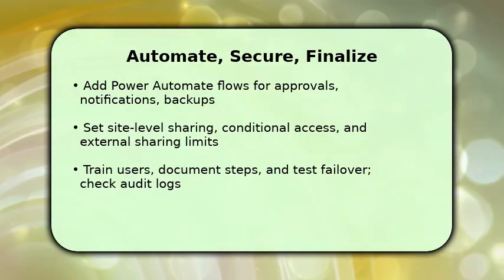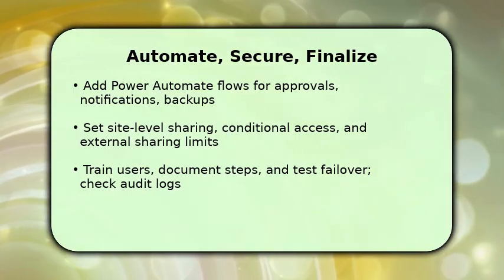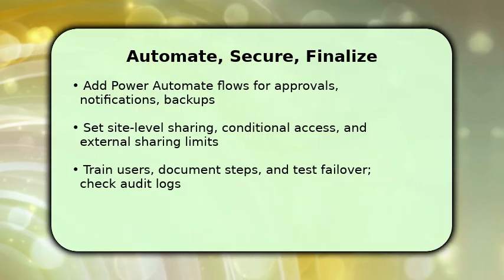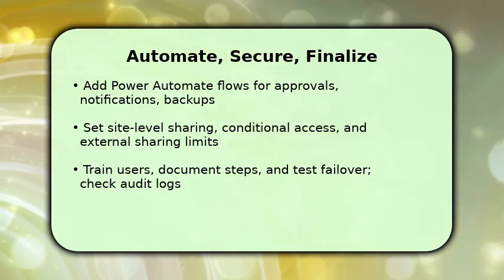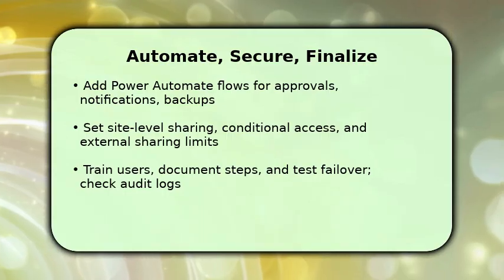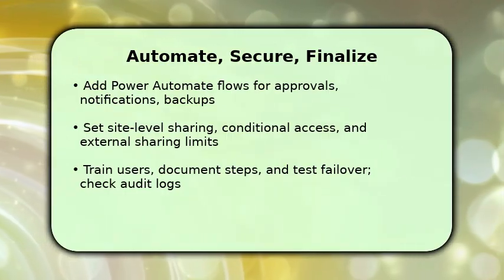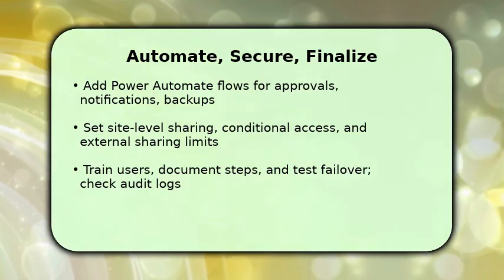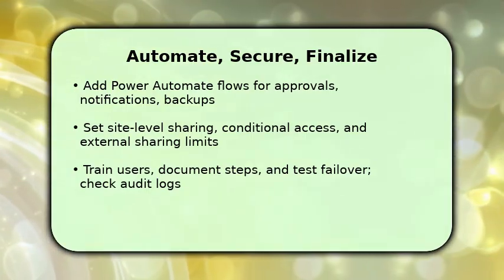Finish by adding automation. Build Power Automate flows for approvals and notifications to reduce manual steps. Tighten security. Apply conditional access, limit external sharing, and set expiration on guest links so data stays protected. Train users on check-in/checkout and preferred metadata, and document your processes so adoption is consistent.